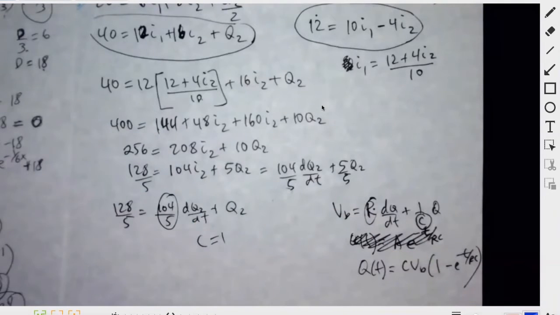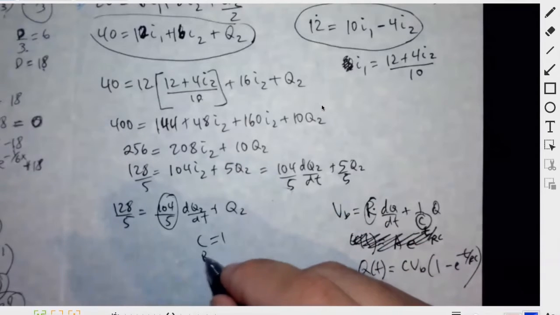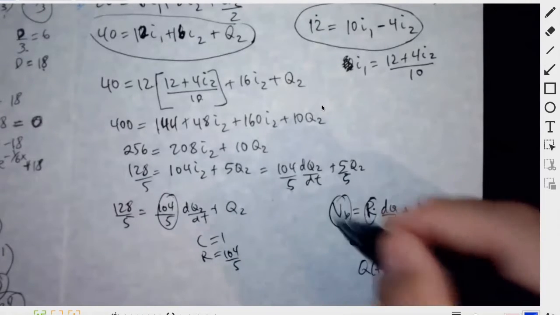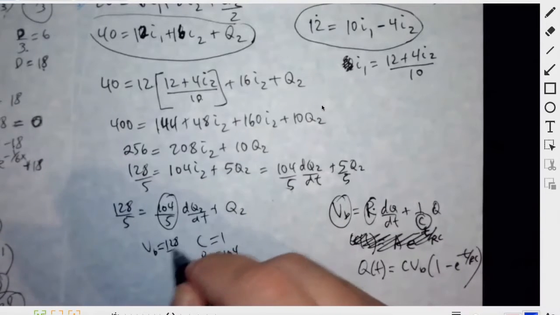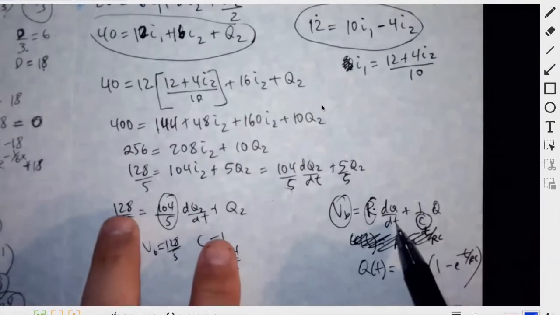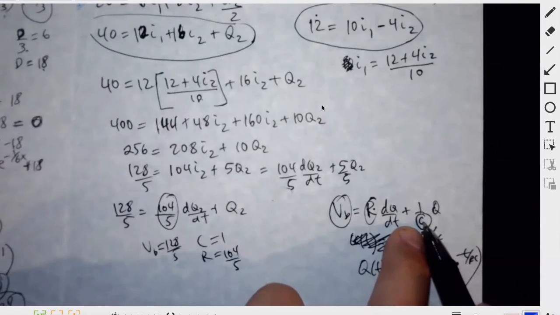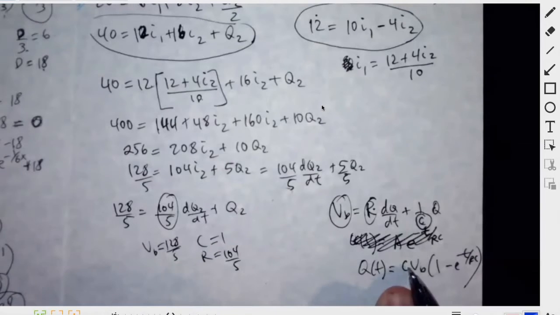It would be whatever's in front of the dq/dt. So my R value is 104 over 5. And then what's my VB value? My VB value is this. So I'm making it look like this differential equation, although it doesn't necessarily have to have something down here; it could just have a 1. Then I'm guaranteed that this will be the solution if the initial charge is 0.